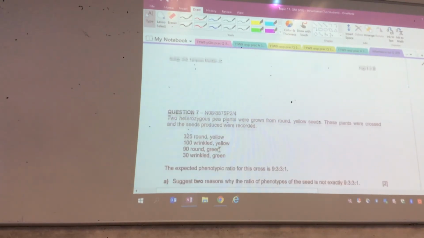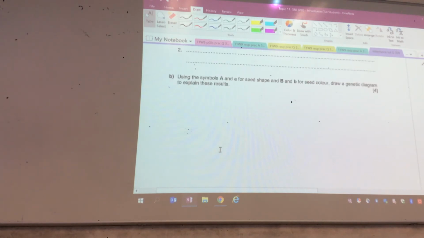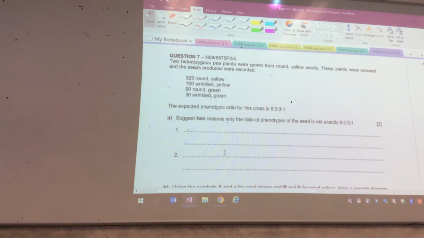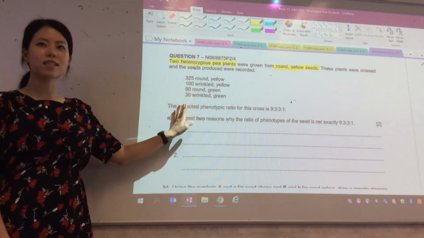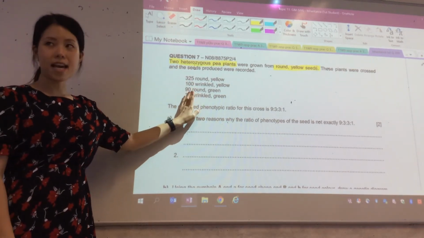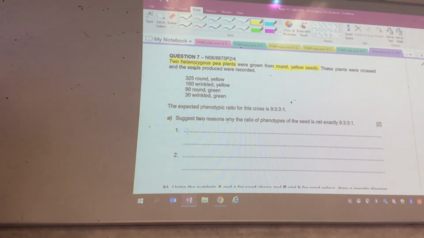Alright, moving on. Now, the next question is question number 7. Basically you have two heterozygous pea plants grown from round yellow seeds, and the plants were crossed. So this is the numbers of the offspring. Does it look familiar? 9:3:3:1. Yes, it's actually a 9:3:3:1 ratio, okay?